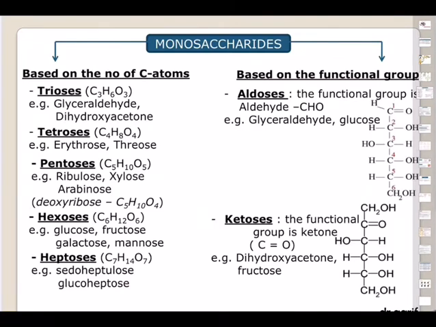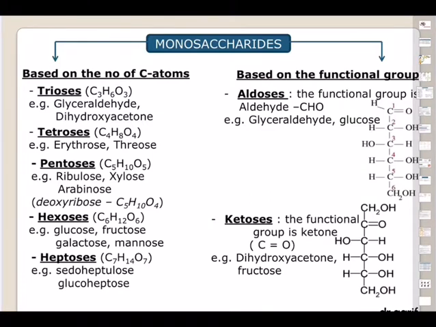So monosaccharides, as I said, depending upon the number of carbon atoms, they can be trioses. Tri means 3, as you are seeing, C3H6O3. Tetroses, C4, 4 carbons. Pentose, 5 carbon. Hexose, 6 carbon. Heptose, 7 carbon. And if there is a functional group, like aldehyde group is dash CHO. Ketone group is dash C double bond O.